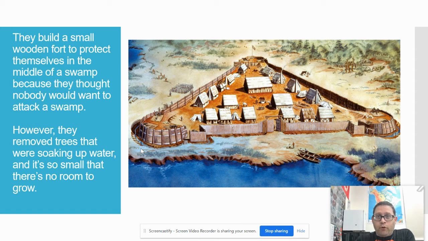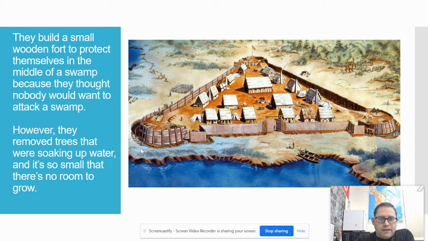All right, this is a very important, very, very important painting. You're going to see this again later. So the English settlers, they built this small wooden fort to protect themselves in the middle of this swamp. And along the outside, you can see that there's some forest area and stuff, but not on the inside.